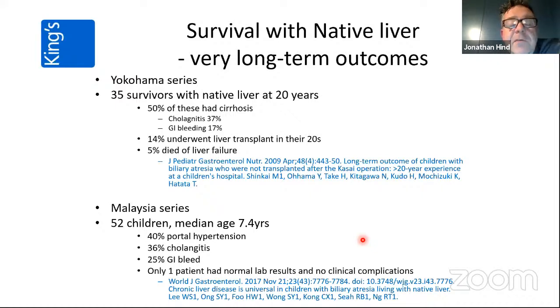What happens if you survive very long term with your native liver? Well, there is a series from Japan that looked at 35 survivors who'd had their own liver, no transplant, for longer than 20 years. 50% though had cirrhosis with some significant complications, cholangitis and bleeding. 14% went on to have a liver transplantation in their 20s, and 5% died of liver failure. Another series from Malaysia, perhaps not so long survival with the native liver, but really all of these patients had significant cirrhosis with complications apart from one.